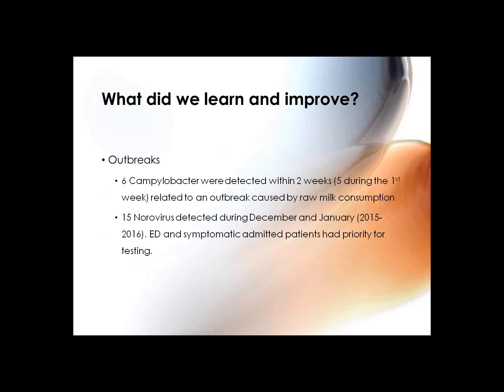Outbreaks. The other important information that we got was some outbreaks. Last year, during 2 weeks, we had 6 Campylobacter detected. During the first week, we had 4 of them. I called the Public Health Department and notified them of what we got. They confirmed that they were investigating a possible outbreak of Campylobacter related to raw milk. The next day, we got the 5th one, and then the week after, we got the 6th detection.